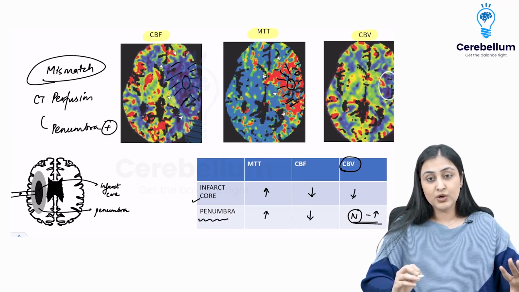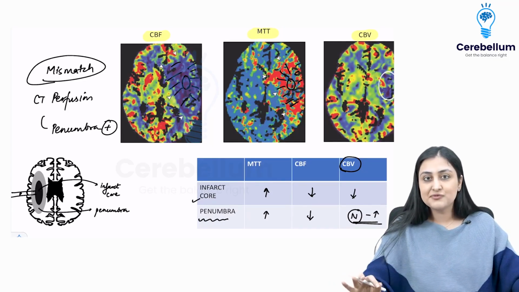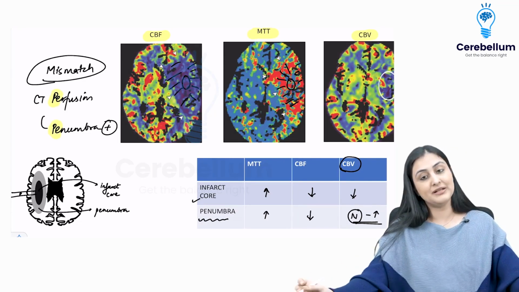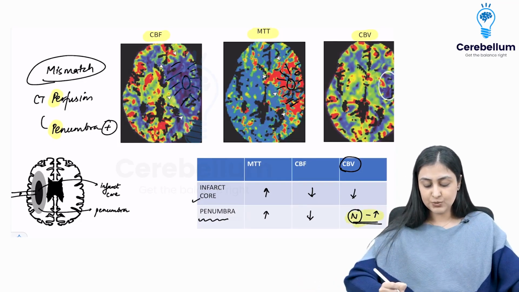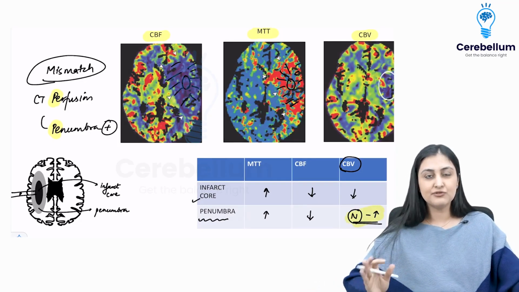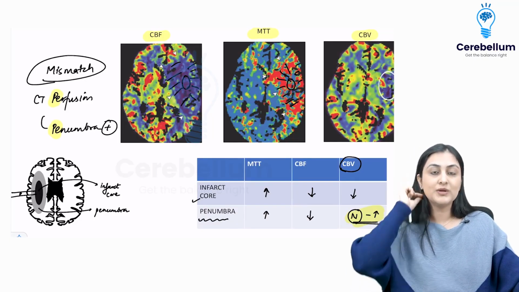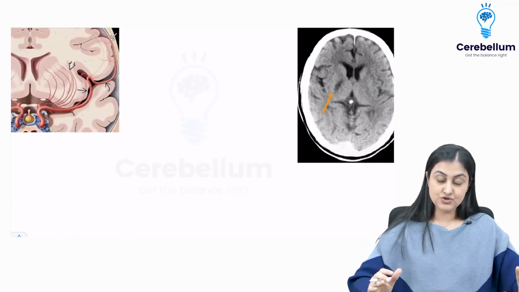At your level, what you want to remember is any colorful image is perfusion, and PE for perfusion, PE for penumbra. Okay, this is something that you can just maybe understand for once, but it has not been tested so far. Okay, so this is what we are doing with stroke imaging.